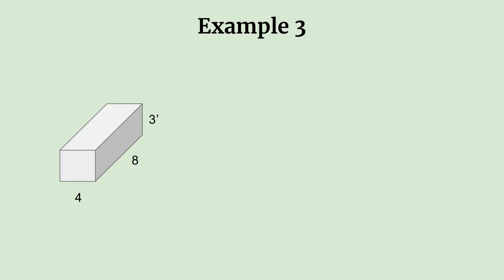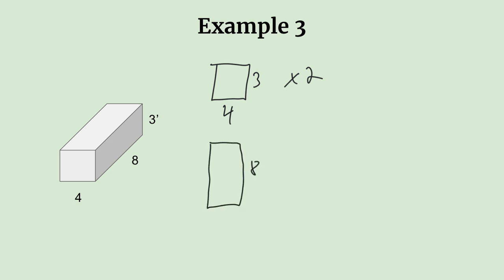Last one. Again, I find it helpful to just draw the shapes that you're looking at and know how many you should have in total. So there's 4 and 3 by 2 of them. There's 8 and 3. And then there's 8 and 4. And 2 of those for a total of 6 shapes.